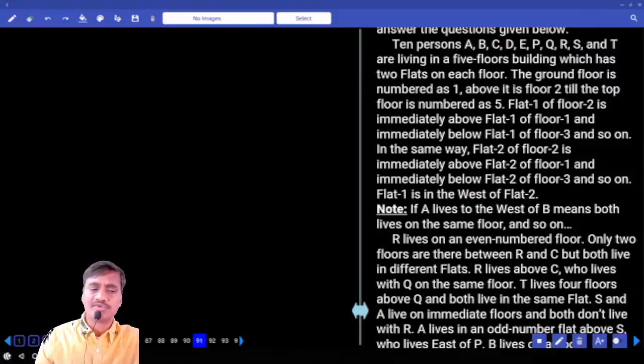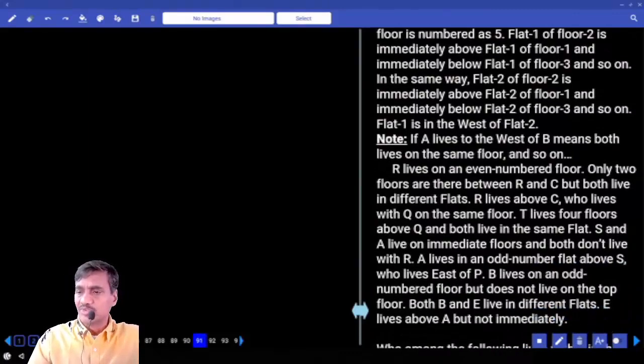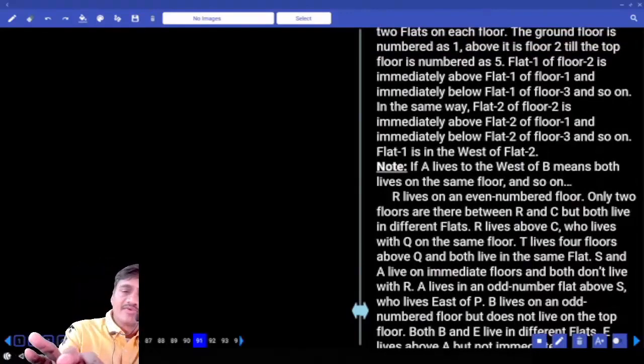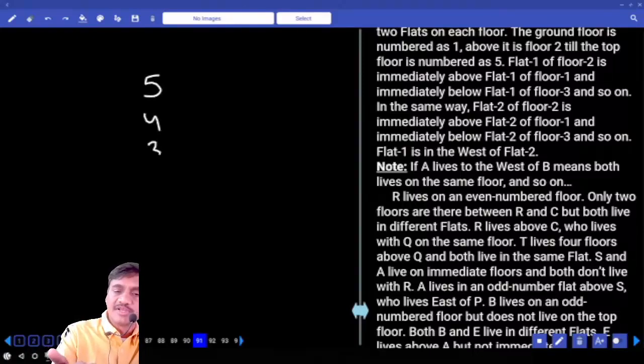And in the same way flat to up floor. Hence how many flats we have? Only 2 flats. And A lives to the west of B, means both live on the same floor and so on. Hence flat 1 and flat 2, how many floors we have? 5 floors.